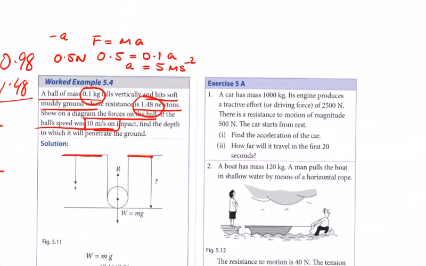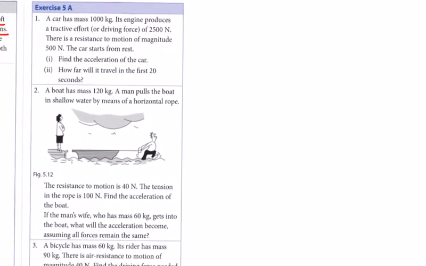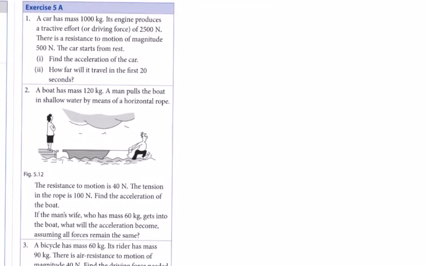And now, on to the questions in this section. So question 1. A car has a mass of 1,000 kilograms. Its engine produces a tractive effort, a pulling force, a driving force, of 2,500 newtons. Resistance of magnitude 500 newtons. The car starts from rest. So once you see starts from rest, jot down u is equal to 0. Find the acceleration of the car. So we want a, and how far, we're looking for s.